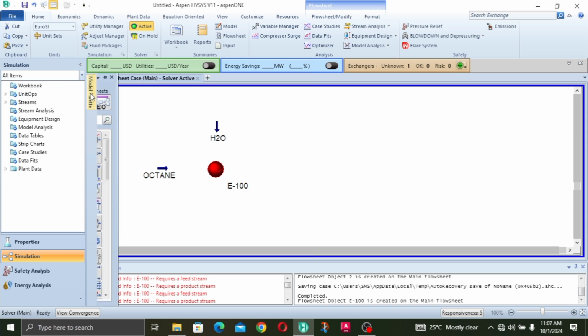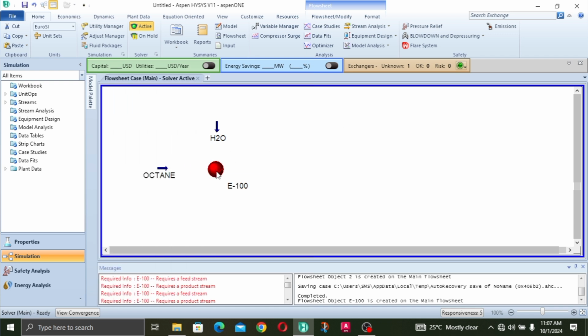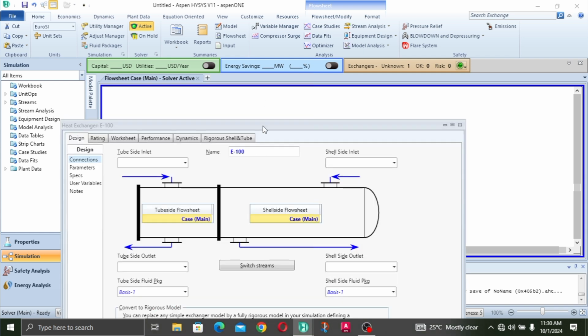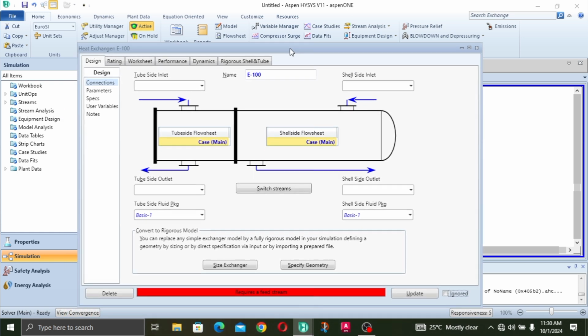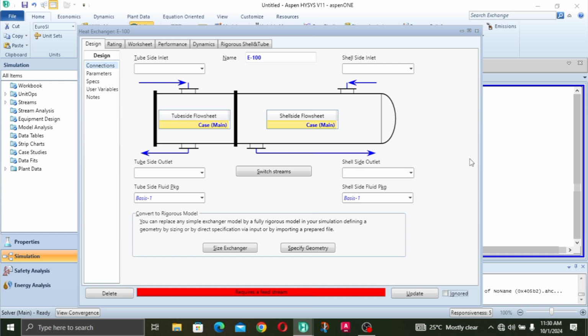But for the heater, it has an arrow going down, and for the cooler, it has an arrow going up. So this is the heat exchanger. Double clicking. We're currently inside the heat exchanger environment. So, unlike any equipment you've dealt with before, the heat exchanger has 2 inlets and 2 outlets. The tube side inlets, the shell side inlets. That's 2 outlets. The tube side outlets, the shell side outlets.